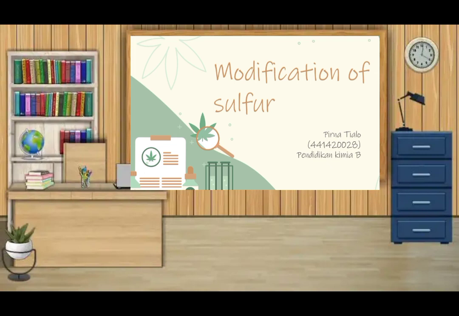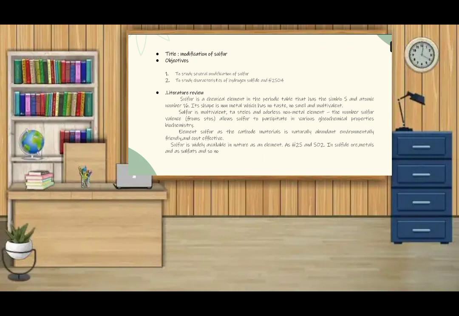Okay, I will explain a practicum report regarding the modification of sulfur. Title: Modification of sulfur. Objective: First, to study several modifications of sulfur. Second, to study characteristics of hydrogen sulfide and H2SO4.